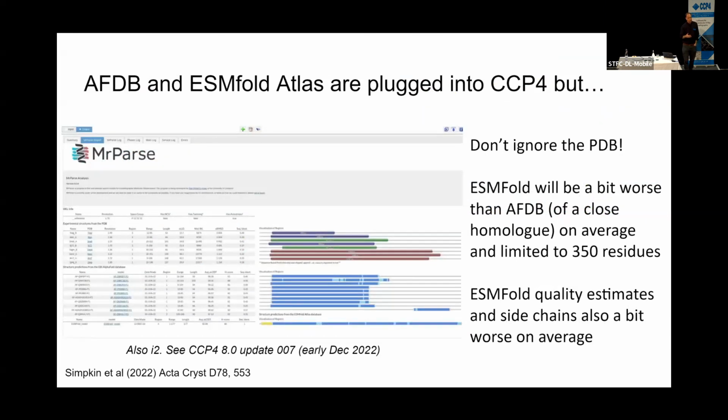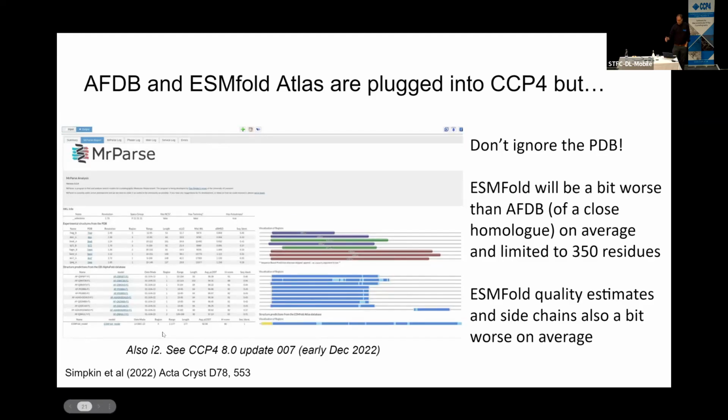How do you find these models if you want to use them for MR? There's a number of ways of doing that. CCP4 provides you with this MR parse, which is quite a nice package. Of course, there are databases of these models. You don't even need to make your own quite often. MR parse will take a sequence. It will give you some information on the diffraction data, perhaps help you spot a pathology, but then it will also find homologs in the PDB, in the AlphaFold database, and it will calculate your model using ESM fold.